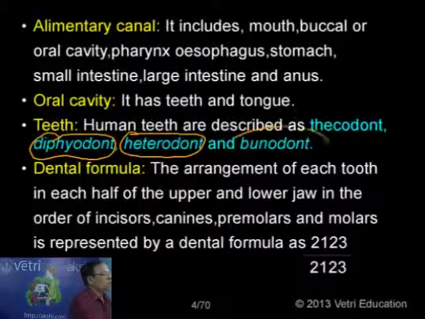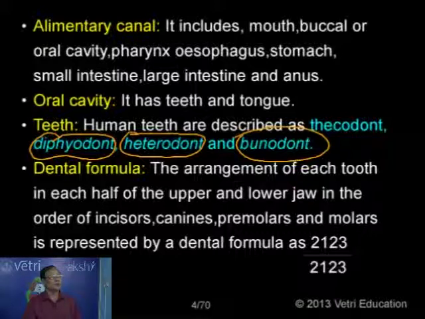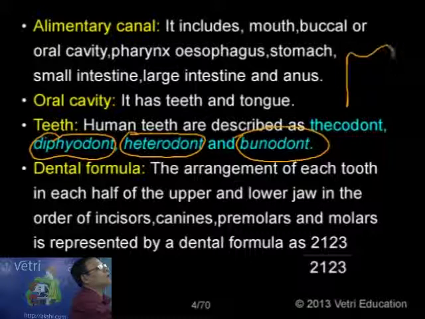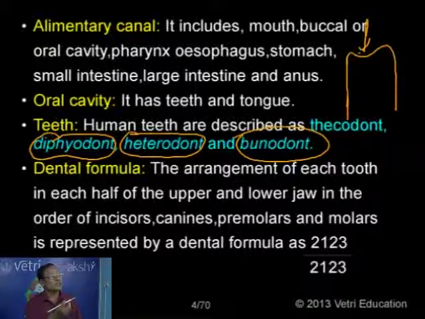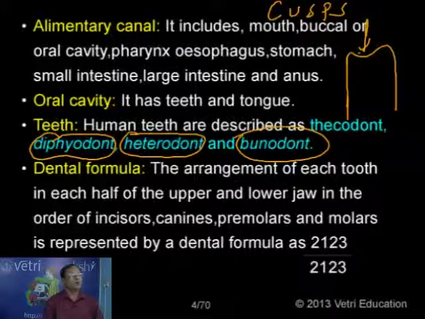Then, our teeth are also described as bunodont. What is the meaning of bunodont? If you take the grinding teeth, for example molars and premolars, you can find certain cavities. There are some grooves. These small shallow grooves form on the surface of the teeth and are called cusps. So based on the nature of the cusp, we can have bunodont. The meaning of that is the cusps are very shallow, not so deep. That is why our teeth are described as bunodont. So thecodont, placed in sockets; diphyodont, formation of two sets of teeth; heterodont, presence of four types of teeth; and bunodont, presence of shallow grooves, which we call cusps, on the surface of teeth.